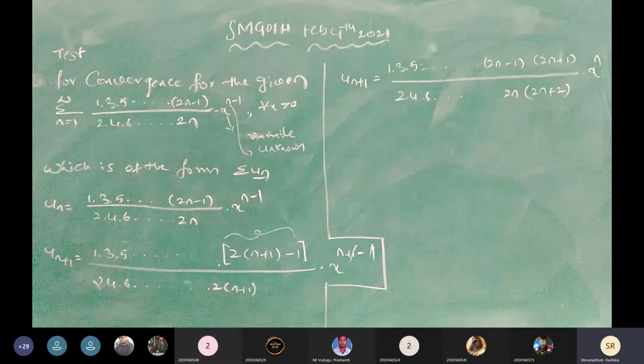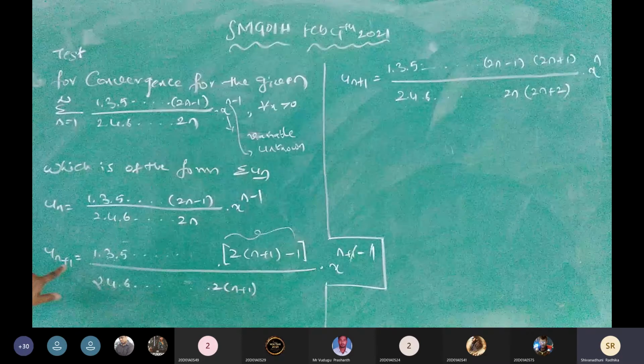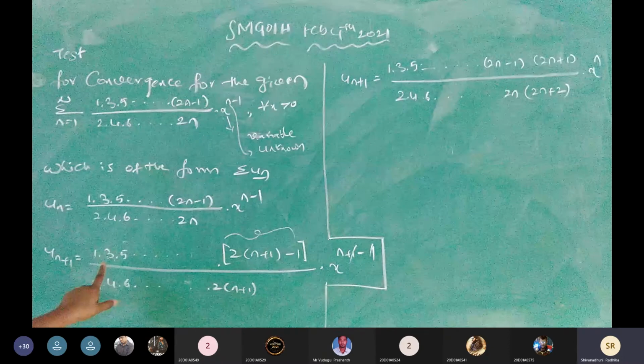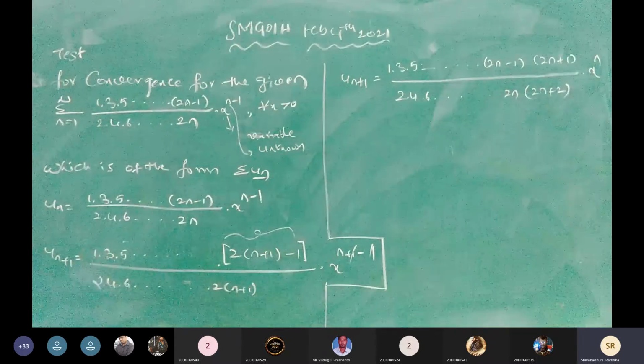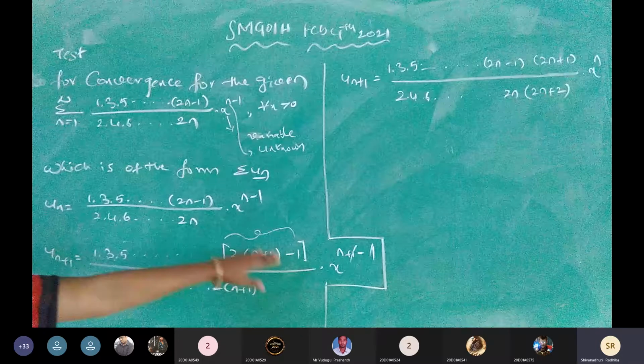1, 3, 5 up to 2 of n plus 1 minus 1. So this is un plus 1. Actually, what is the difference between the elements in the numerator? 1, 3: what is the difference? 2. And 3, 5: what is the difference? 2. And the succeeding term, how can we get it? The preceding term plus 2, then we get the succeeding term. Again, the preceding term: we take the succeeding term minus 2 and get the immediate preceding term. Like that, 2 of n plus 1 minus 1, the before term you can directly write as un, the nth term. It is clear?